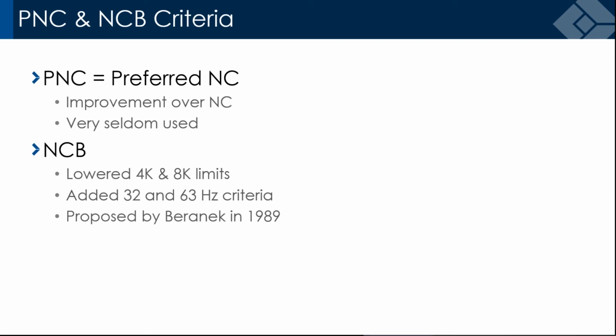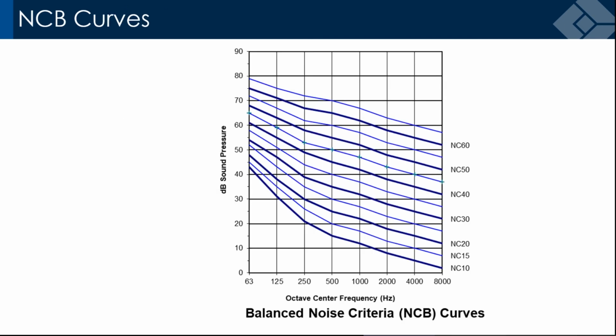So then Beranek came up with preferred noise criteria. And these are better than the NC criteria, but I don't think anybody uses them. And then came NCB, which was another improvement, but also never used. But the spreadsheet I developed will calculate all of those. So then came room criteria, which ASHRAE developed. It's not as common as dBA or NC, but it does give you more information.